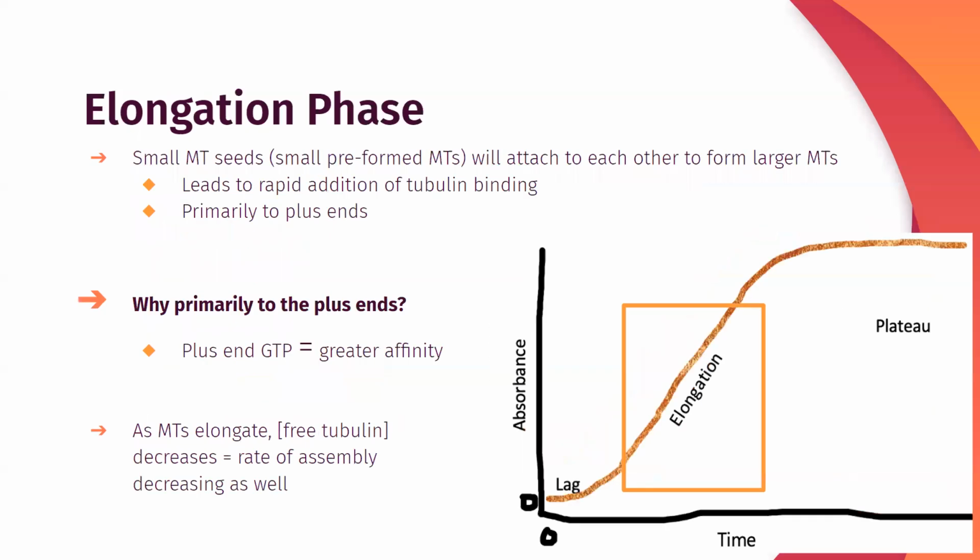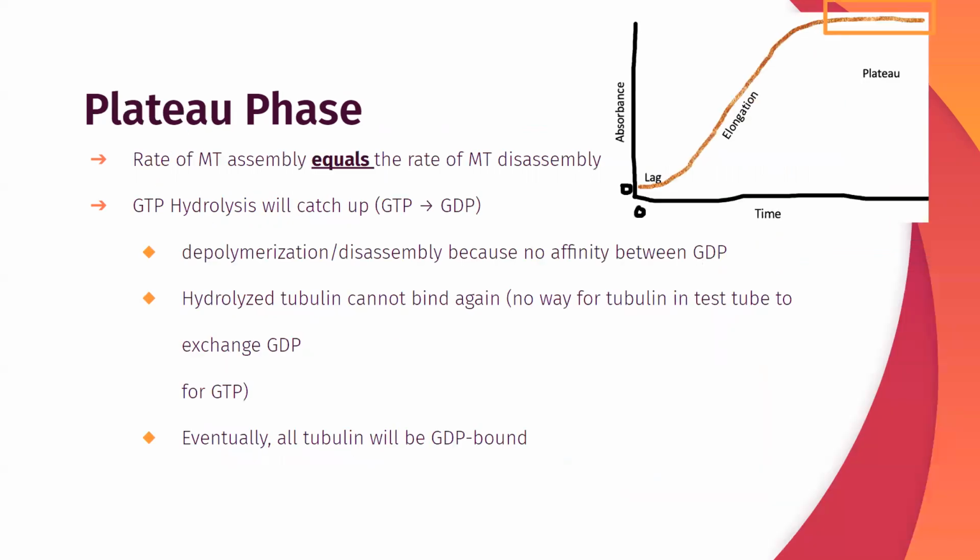Once we have our seed formed and we don't have to worry about making all of those really complex interactions and forming that initial geometry, we'll have our elongation phase. That is when mostly our plus end is going to start rapidly adding GTP tubulin. And as our microtubules elongate, we're going to be using up our free tubulin. So eventually that rate of addition is going to slow down because there just won't be anything to add on anymore.